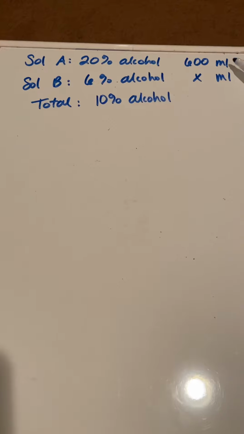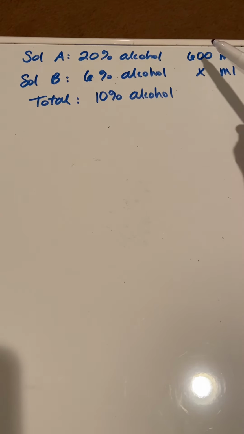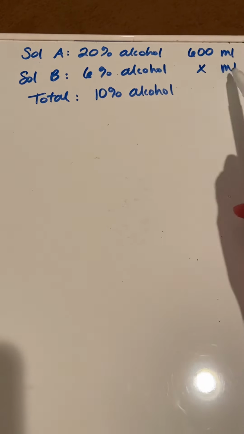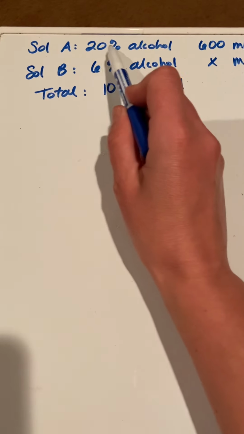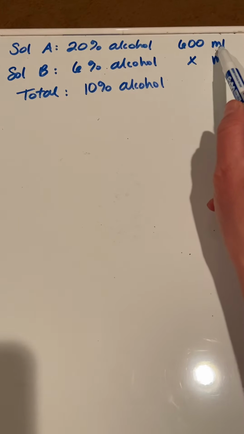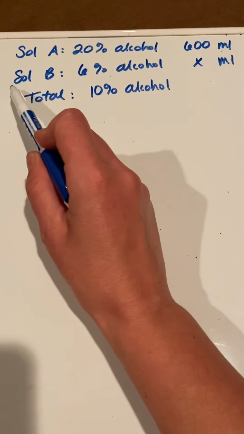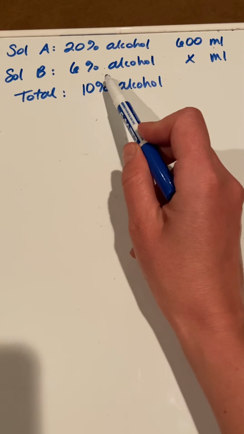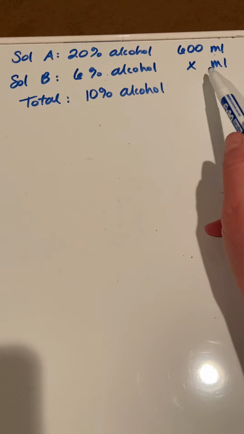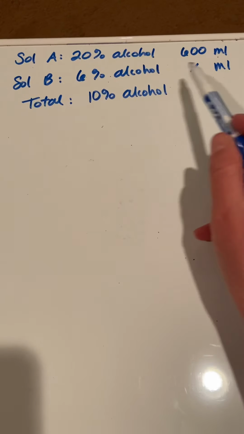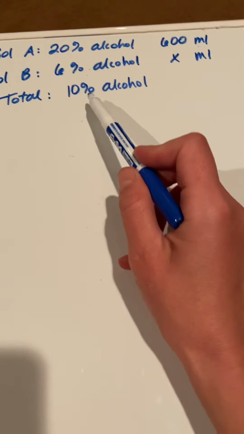So I have gone ahead and written out the information from the problem that you sent. Solution A is 20% alcohol, and we're using 600 milliliters of it. Solution B is 6% alcohol, and we don't know how many milliliters of it we need. That's what we're trying to find out. And the total is going to be 10% alcohol.